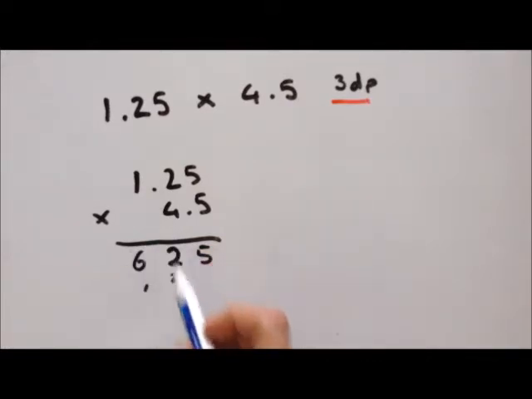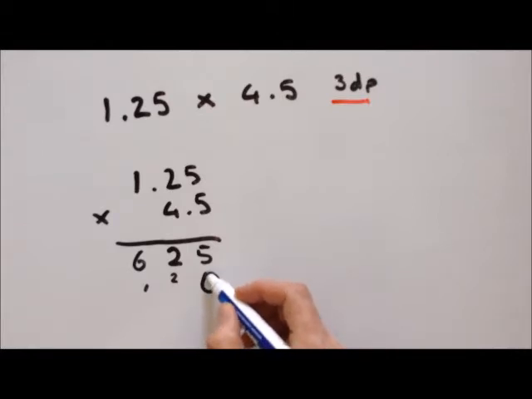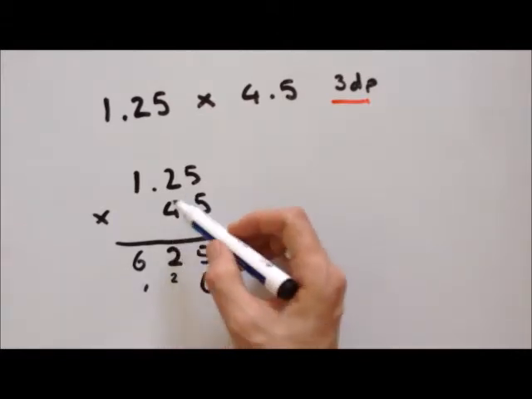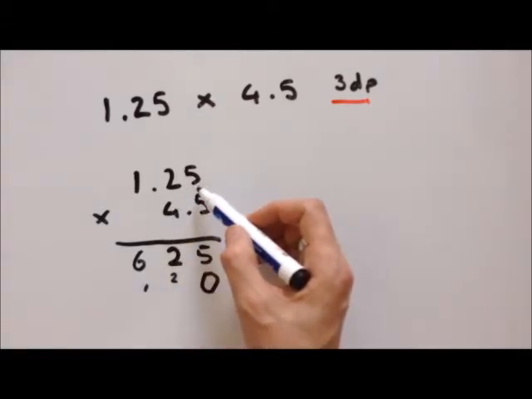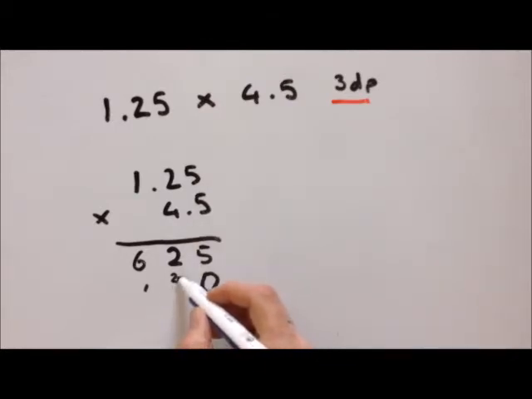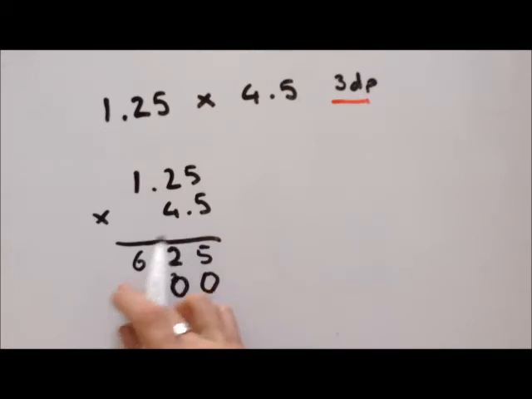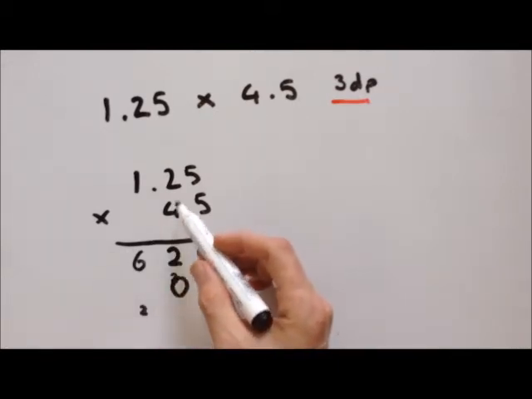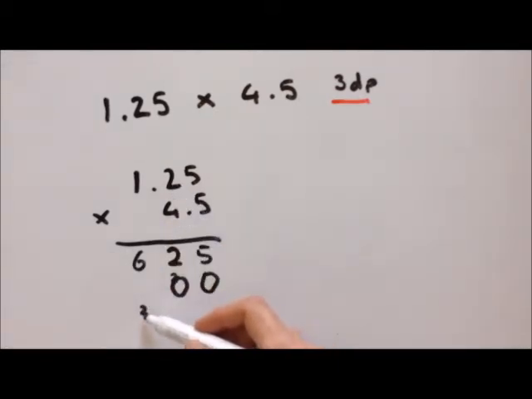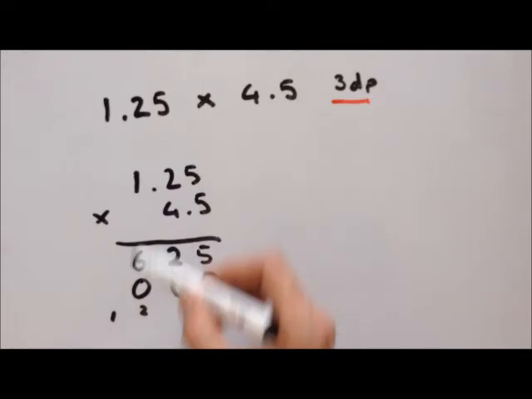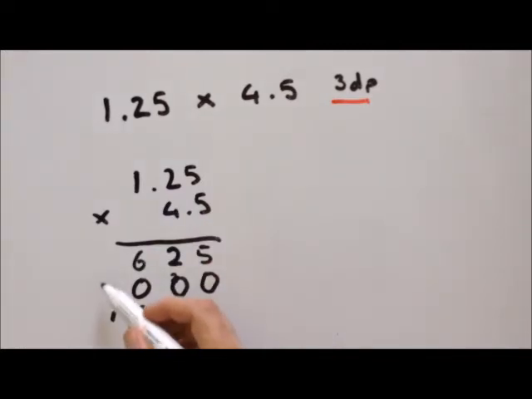Now we move on to the 4, remembering that this is a multiple of 10 here. 4 times 5 is 20, so we'll put a 0 here and we'll carry our 2. 4 times 2 is 8, plus this 2 is 10. And 4 times 1 is 4, plus this 1 is 5.